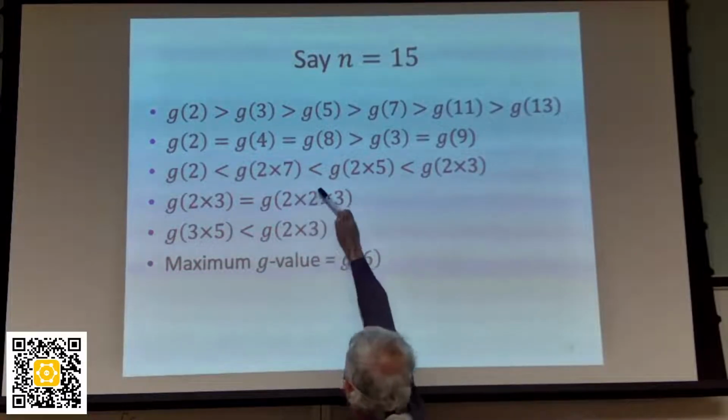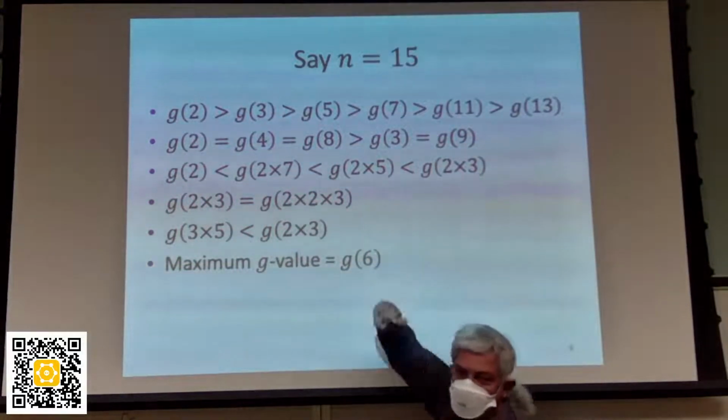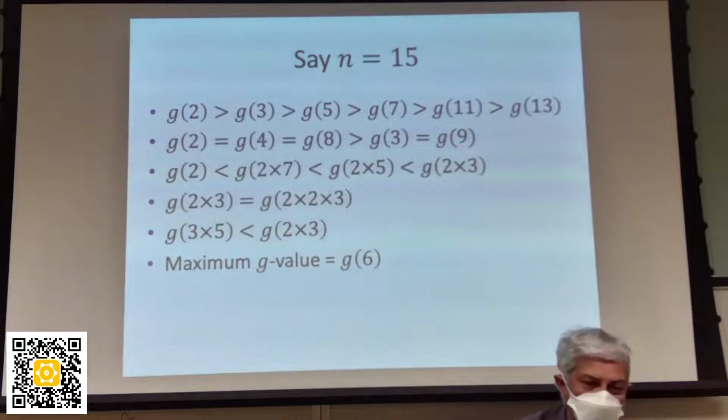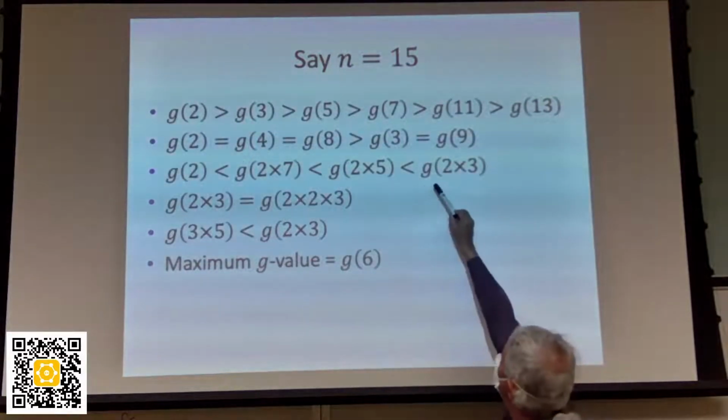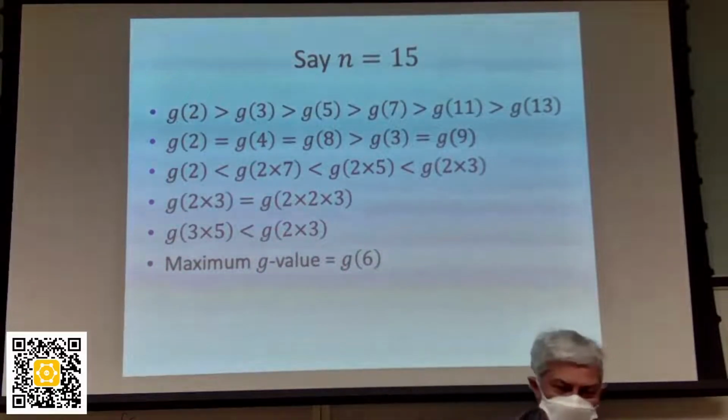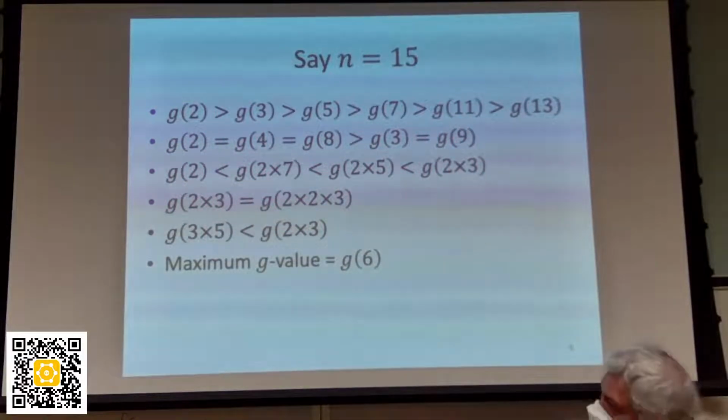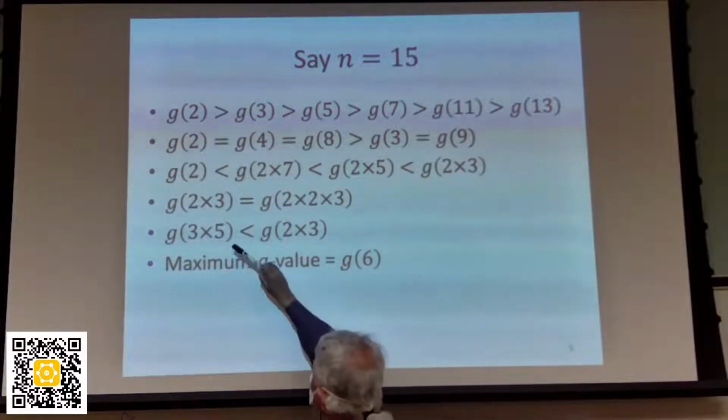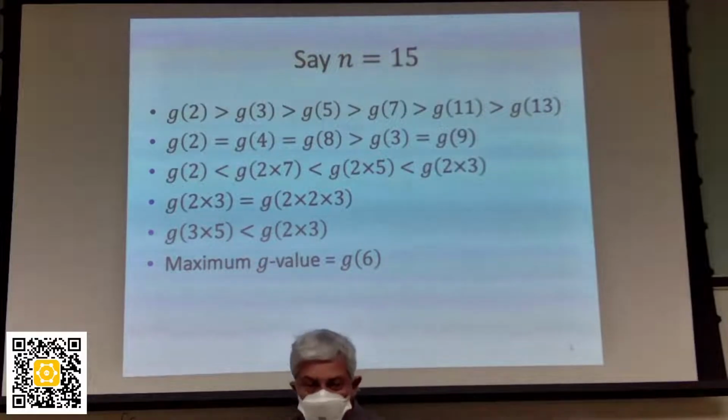But then 2 times 7 is not going to be as good as 2 times 5 because I'm using a smaller prime number. That's not going to be as good as 2 times 3, which uses an even smaller number. So therefore, 2 times 3 is so far the best.